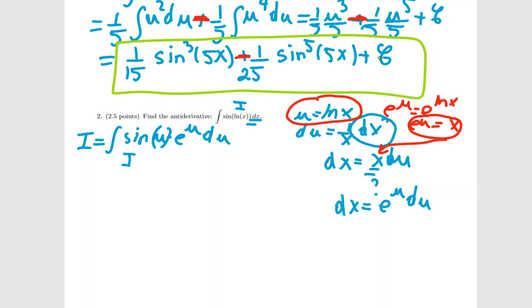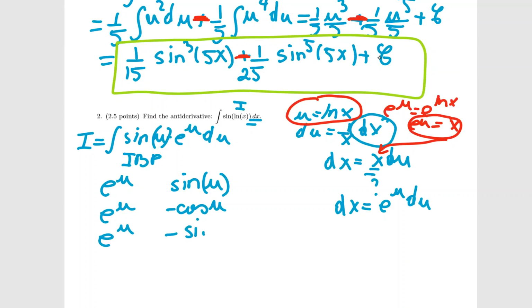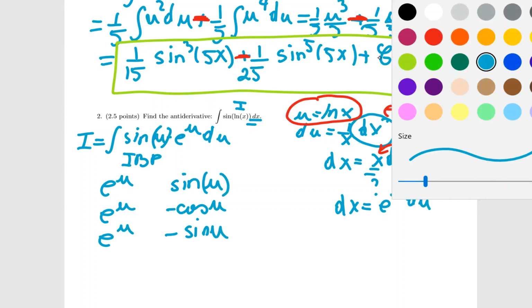And now this one you do IBP. And here you're going to put e to the u because that's easy to take derivative of. And for your dv, you'll put sine of u. So you take the derivative, and that's e to the u. And then you take the integral of sine, which is negative cosine. And then you do it one more time, e to the u. Integral of negative cosine is going to be negative sine of u. And now you notice that for this last step, you're going to have e to the u times sine of u, which is exactly your I. So you stop here.